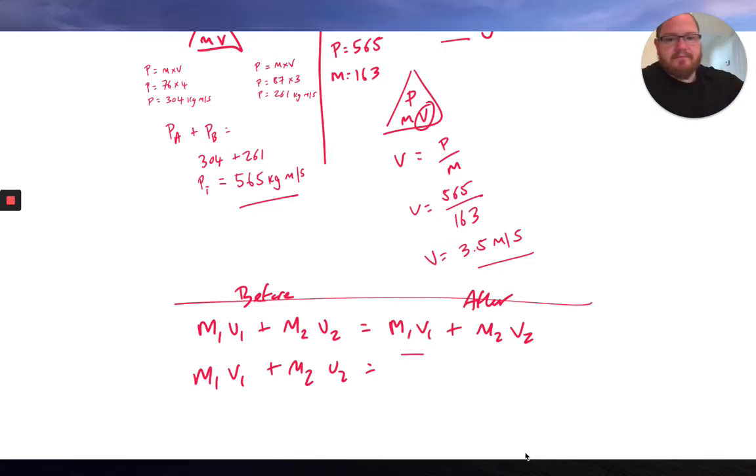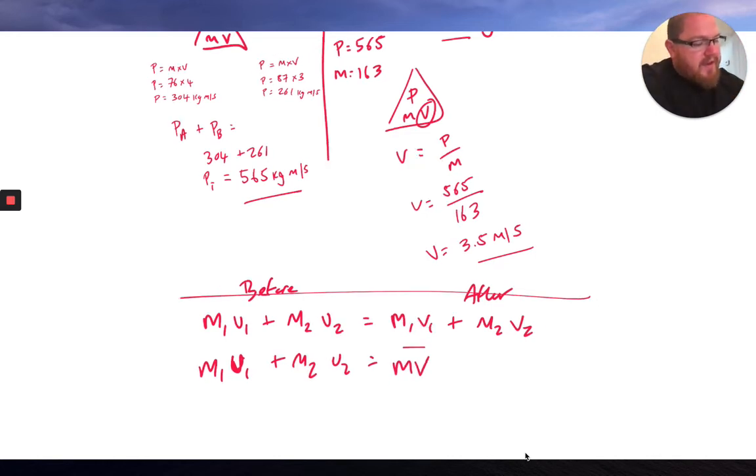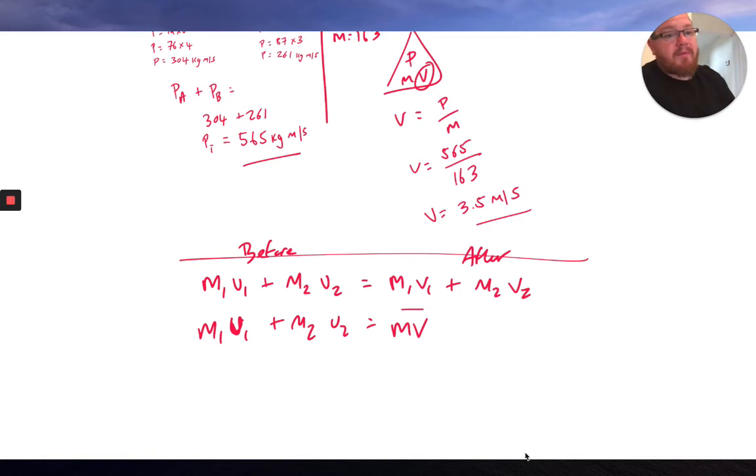There we are. M1U1 plus M2U2. That should be U there. Equals MV. That's just my computer giving me the hint that this is taking too long, but it is what it is.